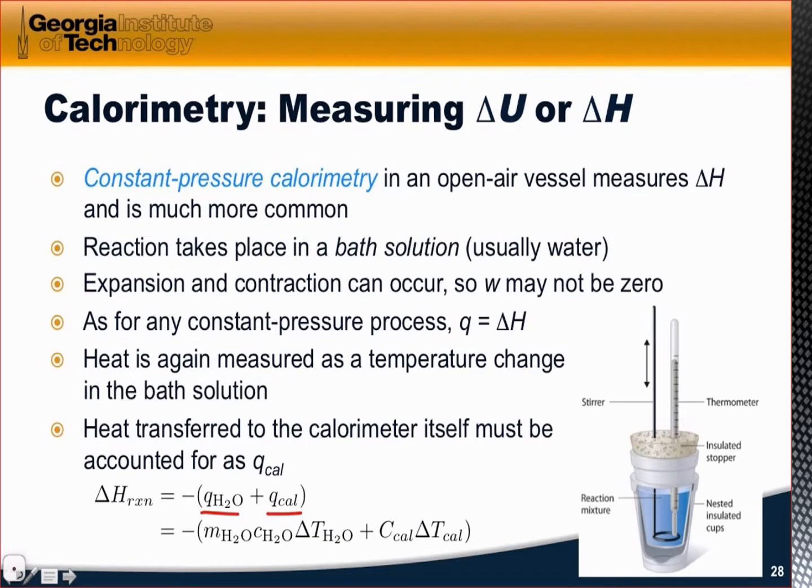Now we are going to see about the measurement of delta U and delta H using calorimetry. What is delta U? That is the internal energy. In the previous class you have seen what is internal energy, what is enthalpy, and the relationship between enthalpy and internal energy also. We are going to measure the internal energy and the enthalpy using calorimetry.